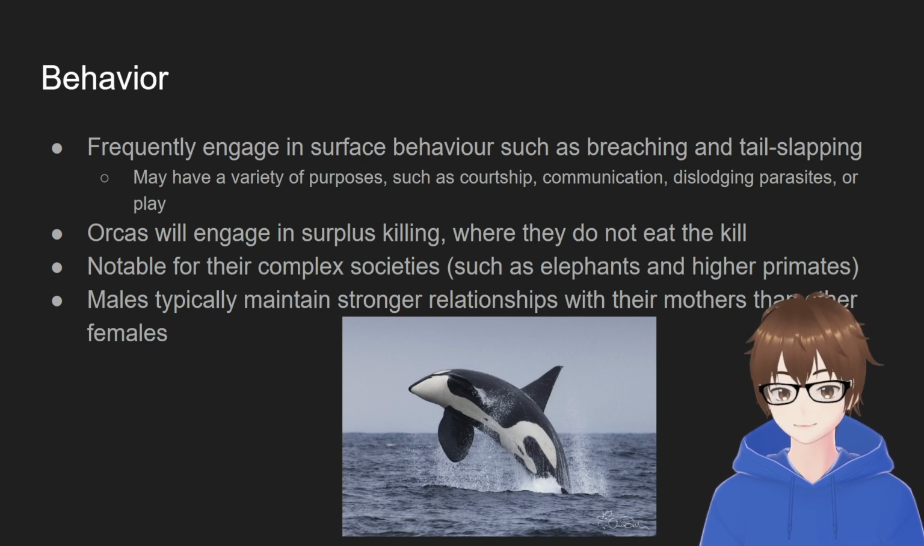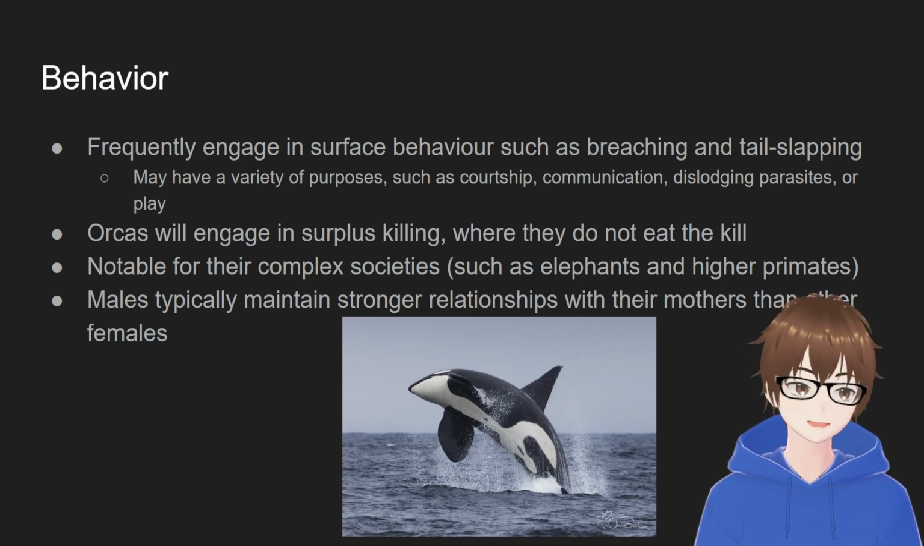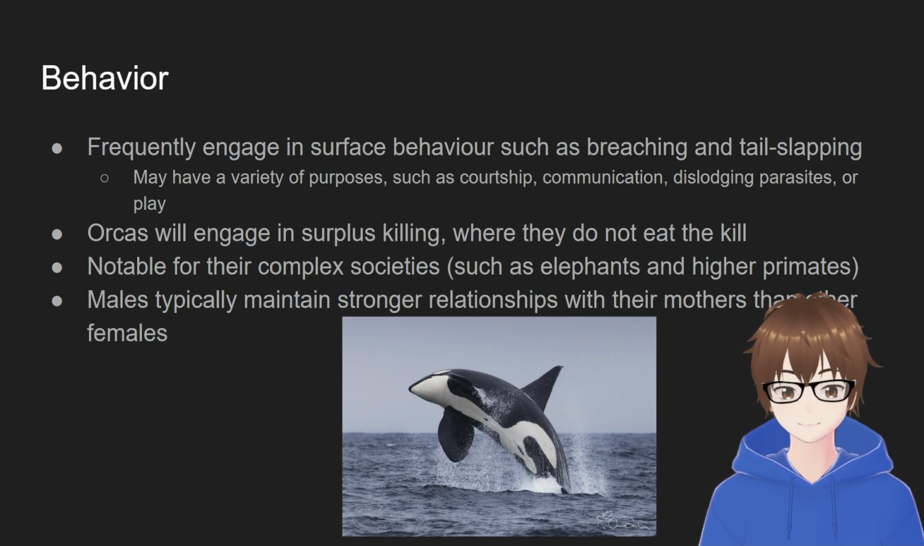Orcas will engage in surplus killing, where they kill something but do not eat it. So they'll kill for the heck of it, which is kind of evil in my eyes. But it's notable for their complex societies, such as elephants and higher primates. So they're very smart, and since they have their pods and stuff like that, they live together very closely, and they're very social. Males typically will maintain strong relationships with their mothers, and more so their mothers than other females.